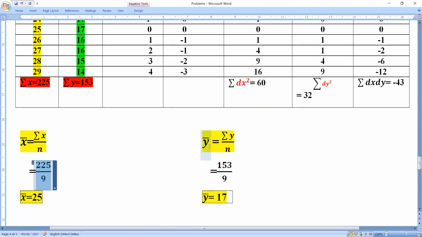Do this in the Y series also. The Y bar means the mean value of the Y series.